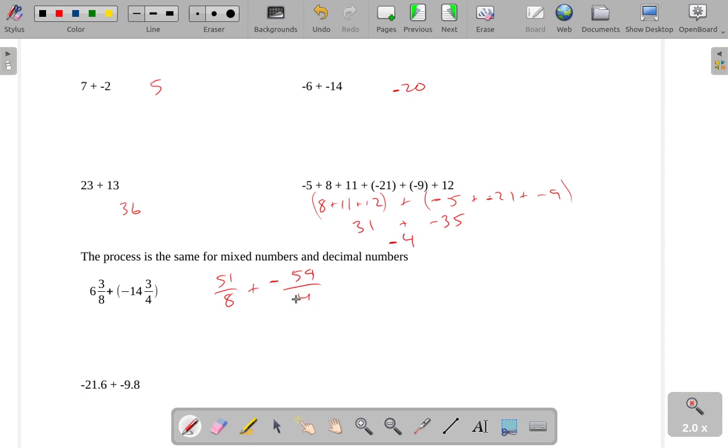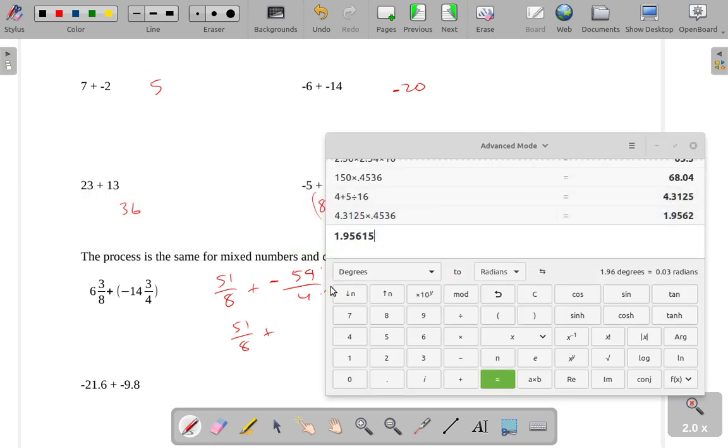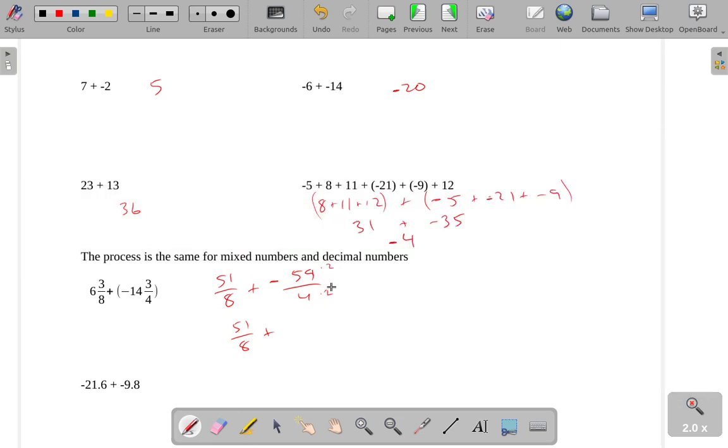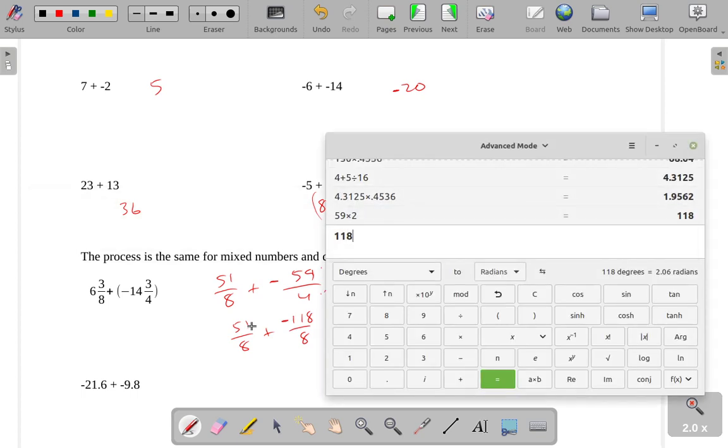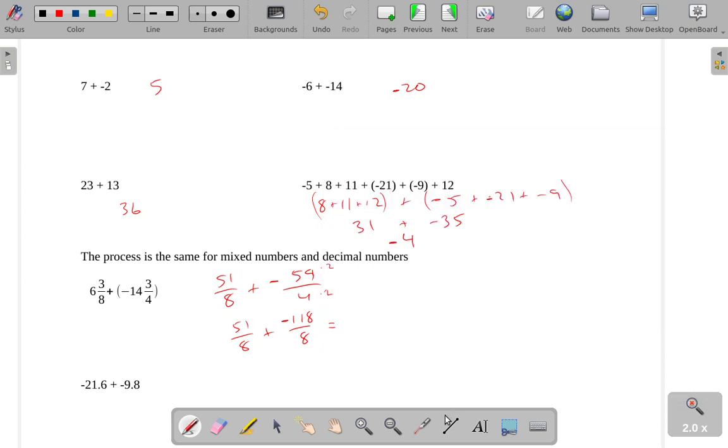Alright, in order to add two fractions, we have to have the same denominator, so I get 51/8 plus... I'm just going to double both the top and the bottom of this fraction. Hopefully you're comfortable enough with fractions at this point for me to do that. 59 times 2 is 118, so we have a negative 118 eighths. And then we would add the 51 eighths plus the negative 118 eighths. 118 minus 51 is 67.